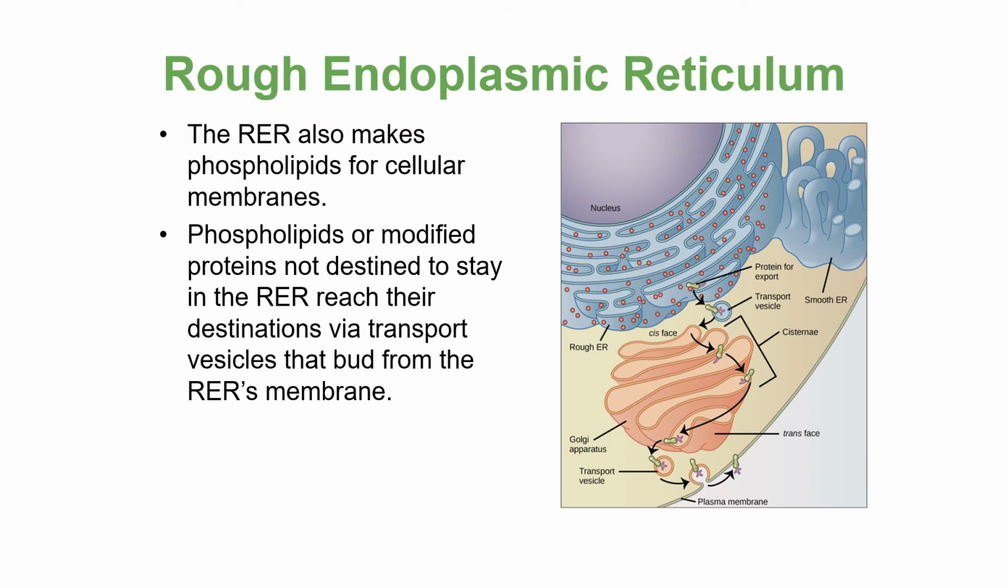All right, we've also got some phospholipids being produced. Phospholipids and modified proteins not destined to stay in the rough ER reach their destinations by way of vesicles. So there you've got a little vesicle blebbing off. That is a transport vesicle carrying stuff to another site. In this case, it's going to the Golgi body.